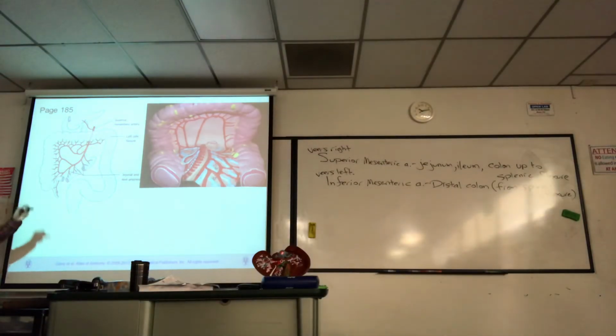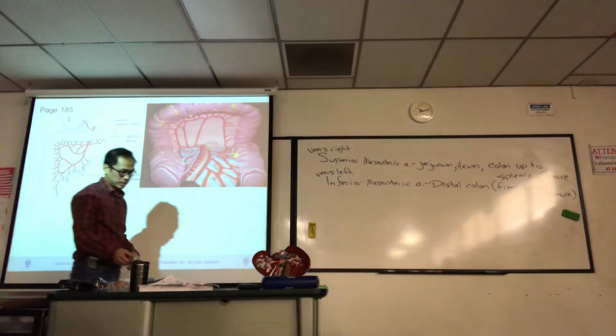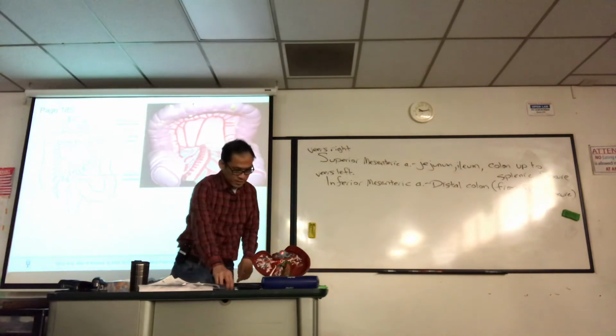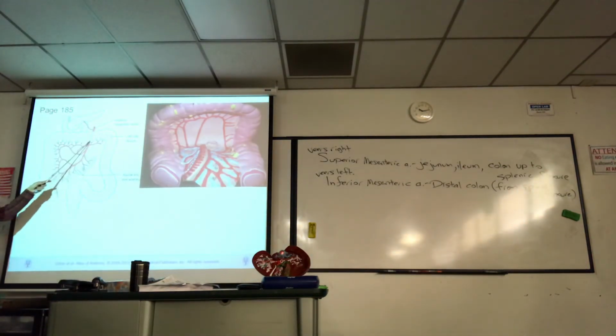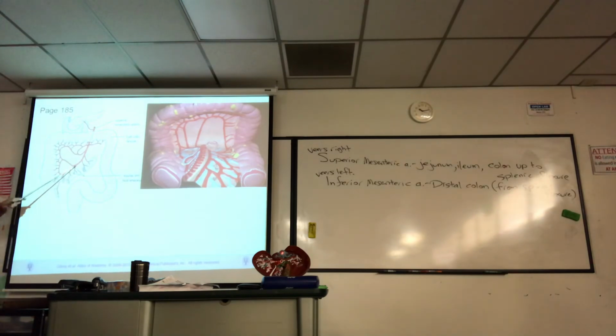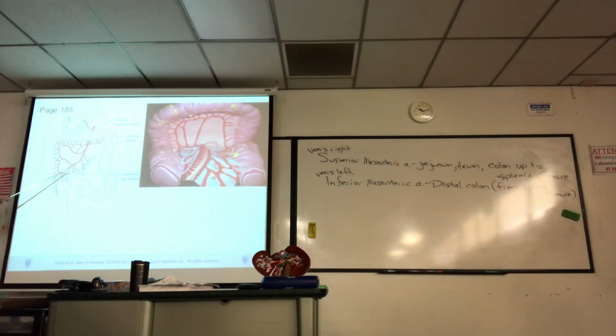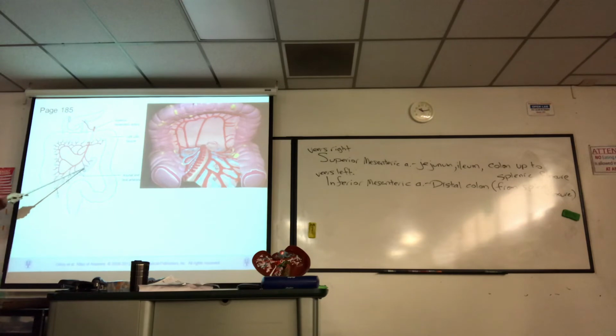A picture from the book and then from the model. The superior mesenteric artery is this one right here. It kind of goes off to the right a little bit, and as it does, it gives off all these little branches that go to the jejunum and ileum. Sorry, let me finish here. You can see some branches cover all the colon up to the splenic flexure.